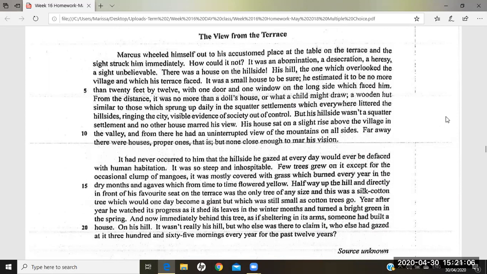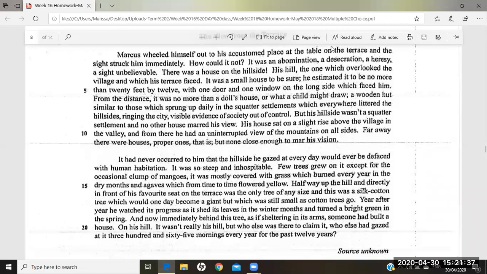Year after year, he watched its progress as it shed its leaves in the winter months and turned a bright green in the spring. And now immediately behind his tree, as if sheltering in its arms, someone had built a house on his hill. It wasn't really his hill, but who else was there to claim it? Who else had gazed at it 365 mornings every year for the past 12 years?